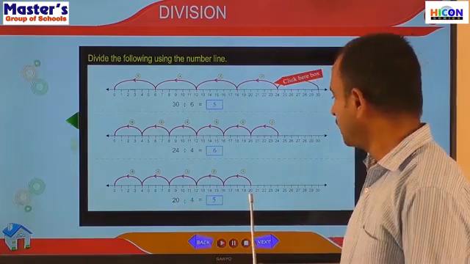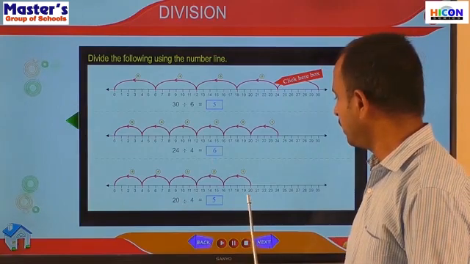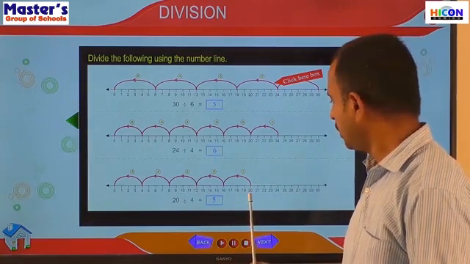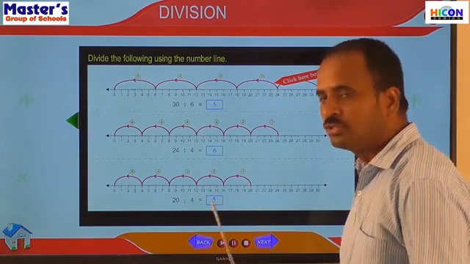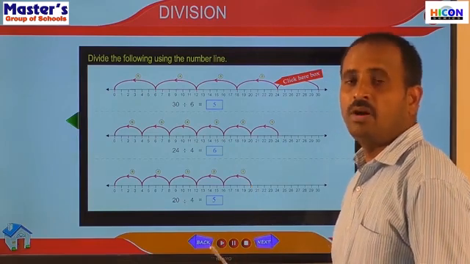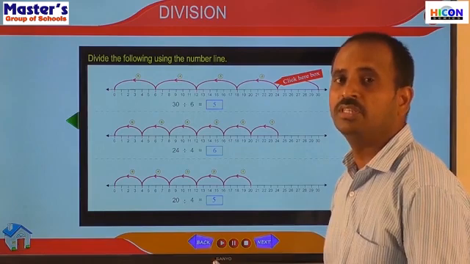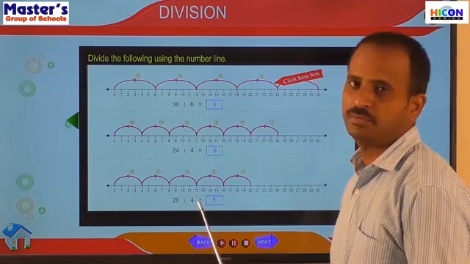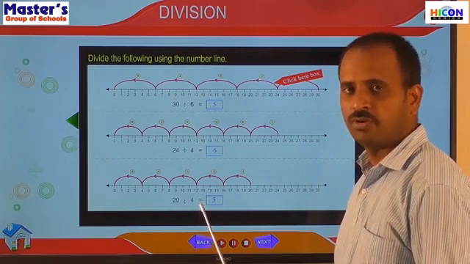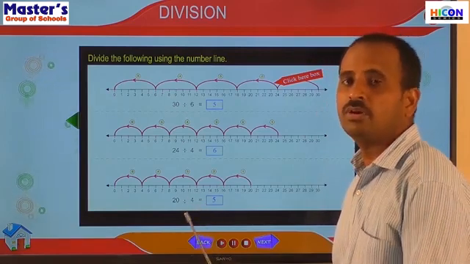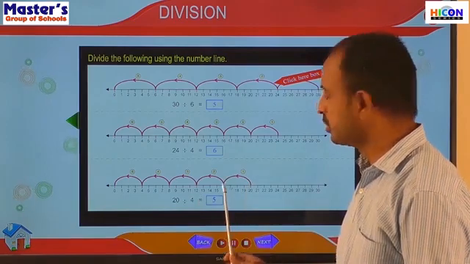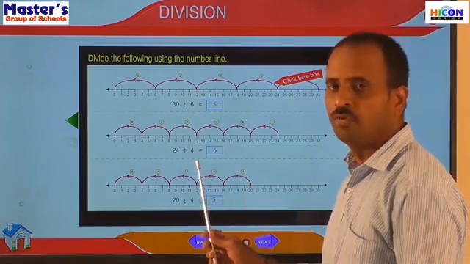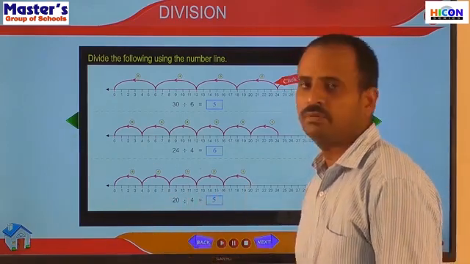So children, where is the 20 on the number line? Here is the 20 on the number line. Start from 20 and move steps. How many numbers do you have to cross in each step? You have to cross the second number of steps. What is the second number here? 4. That's why you have to cross 4 numbers for each step and continue moving until you reach 0.